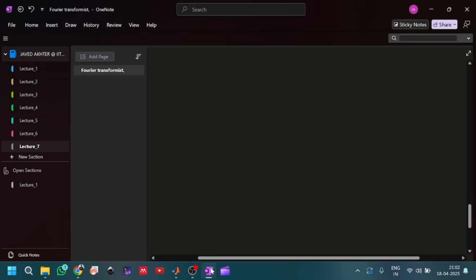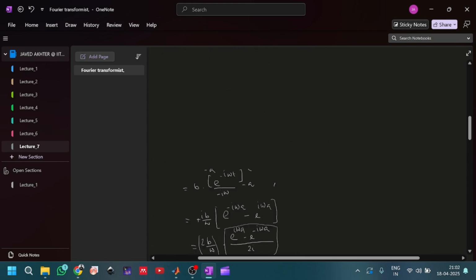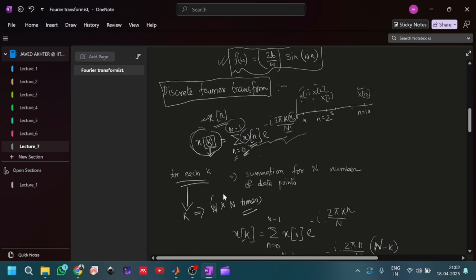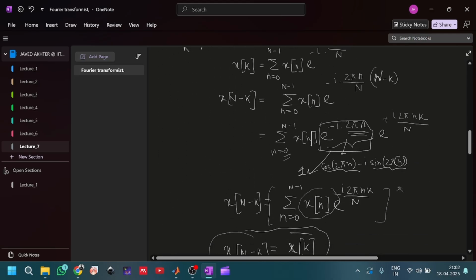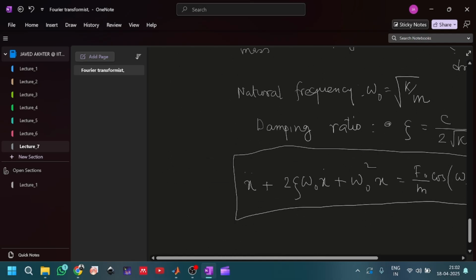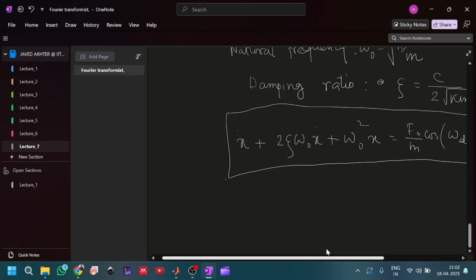So today we have learned how to plot and how to do the FFT in MATLAB. There is this inbuilt FFT command which you can use, which is basically the fast Fourier transform. And then we have looked at how we can solve the damped harmonic oscillator system using FFT and look at its frequency domain.